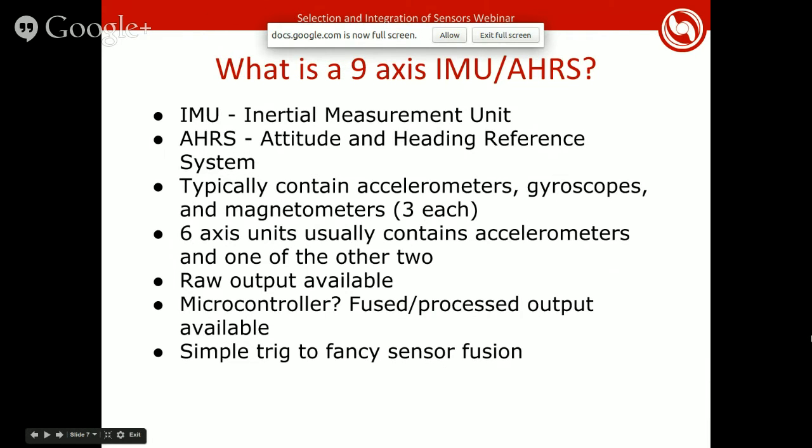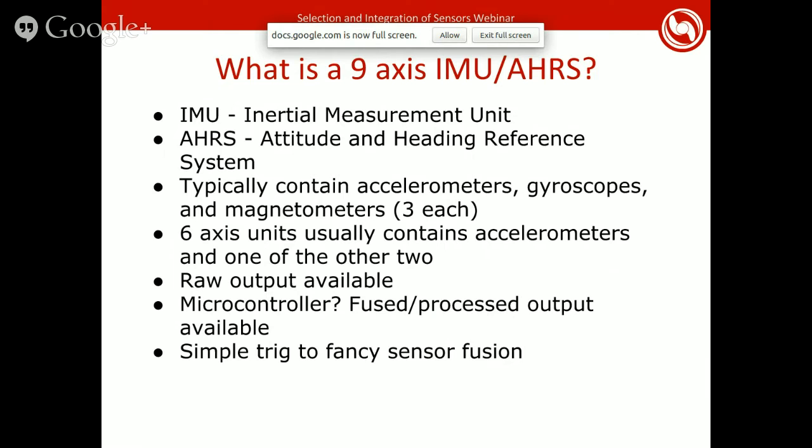So you might have heard these terms like a 9-axis IMU, 6-axis AHRS. What does that really mean? Well, let's start with the definitions. IMU is an acronym, stands for Inertial Measurement Unit. AHRS stands for Attitude and Heading Reference System. Attitude is another word for orientation. So both of these kind of attempt to give you a measurement of a system's orientation.